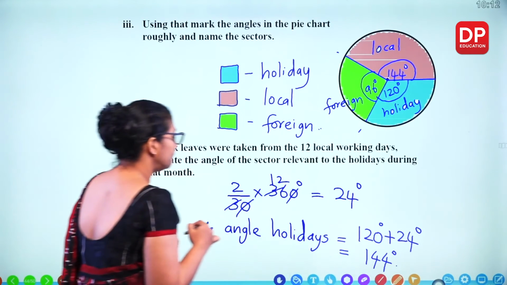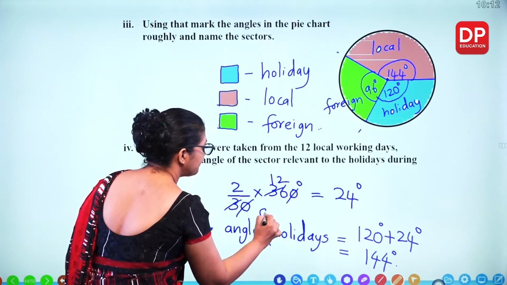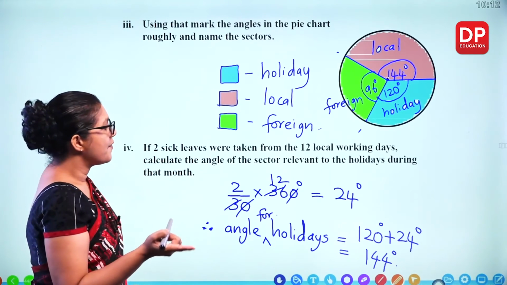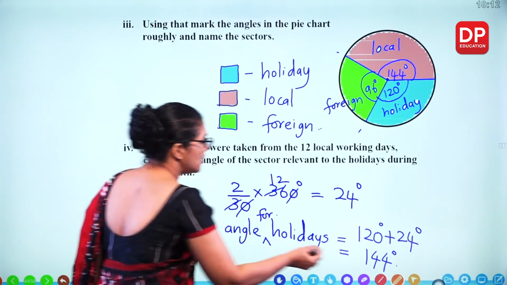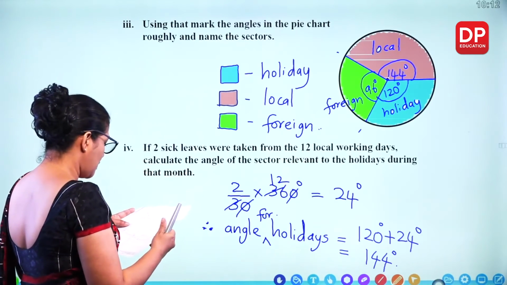144. That's the angle for holidays. That's the new angle. Earlier it was 120. Now we'll give marks for these 2 steps.